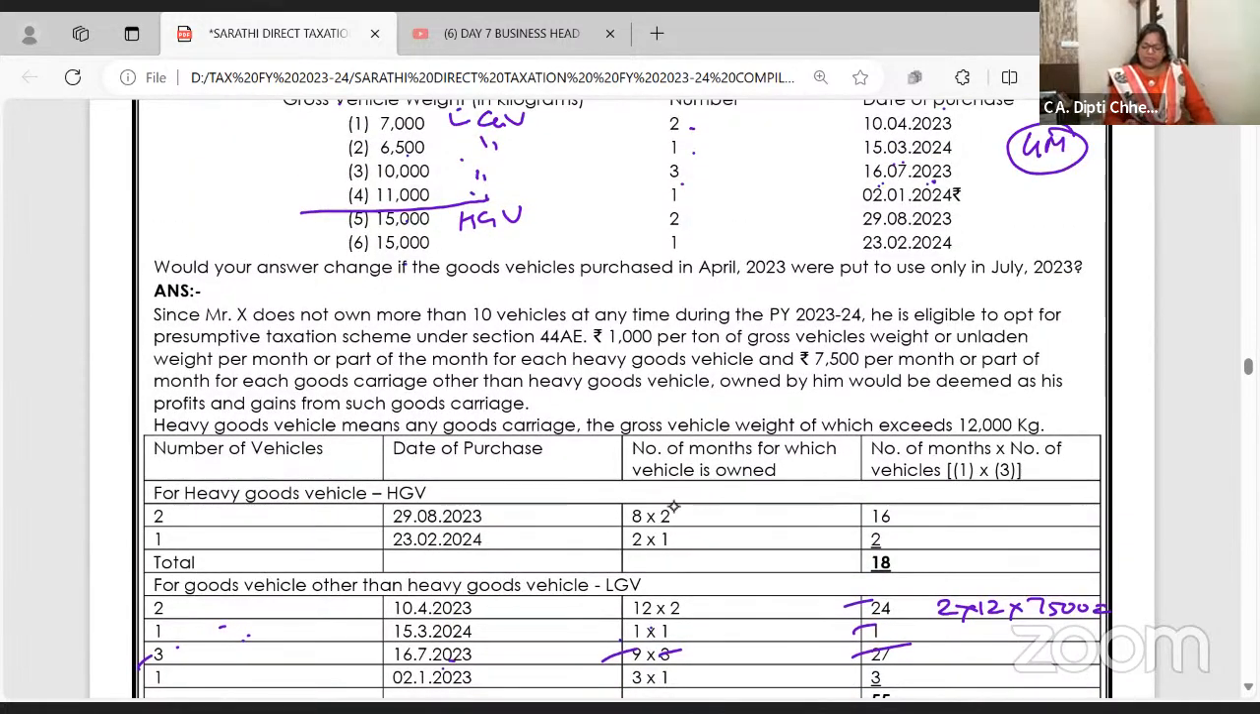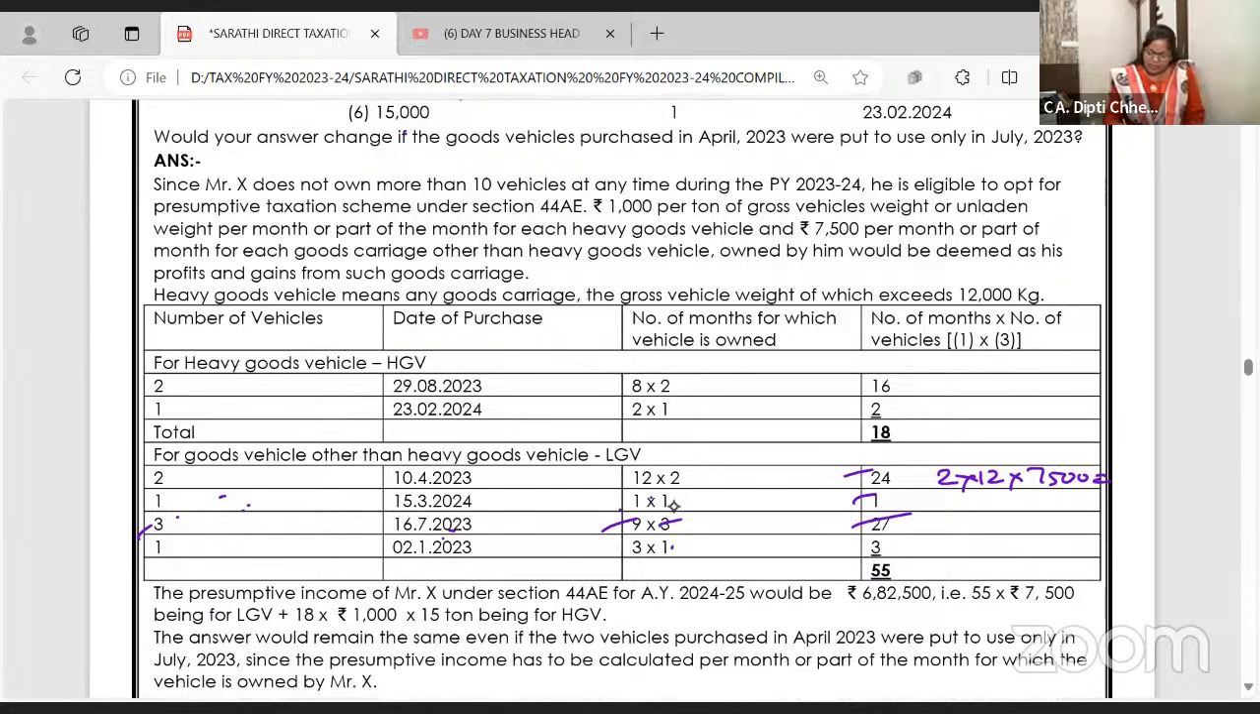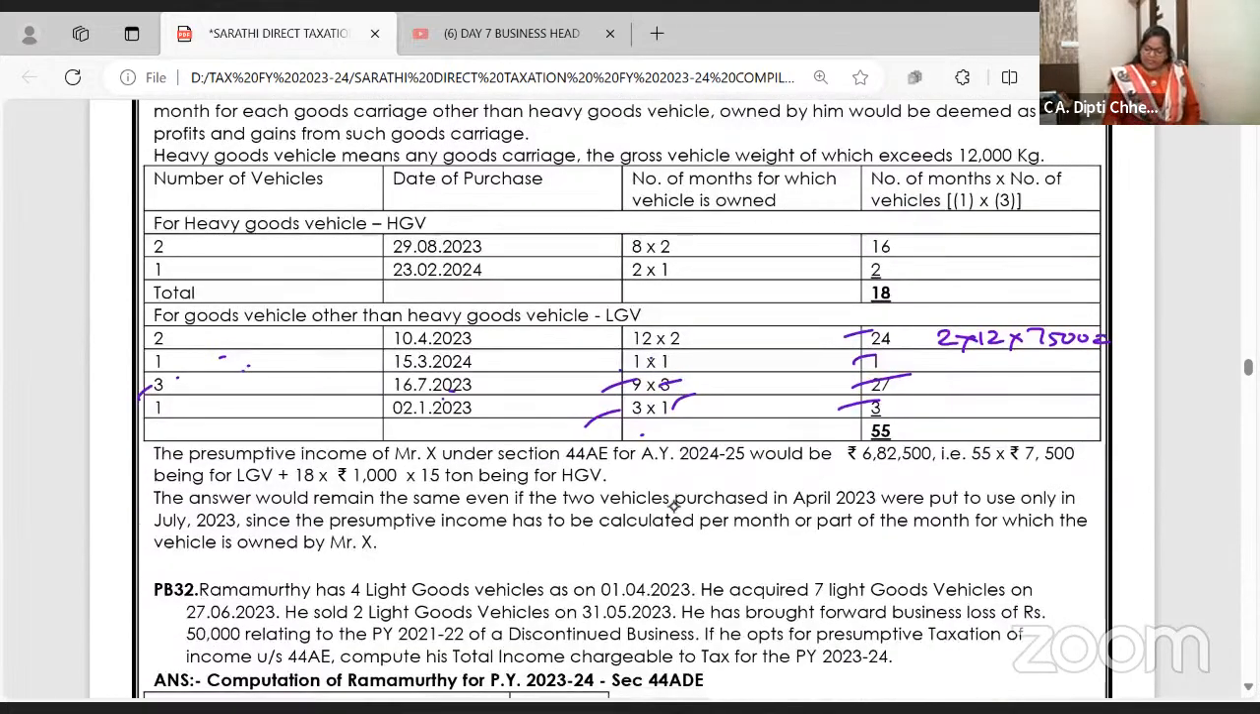Next is one vehicle you have purchased in January 24. So one vehicle into 3 months. So total 55 months, 7,500 per light goods vehicle you have to show as income.